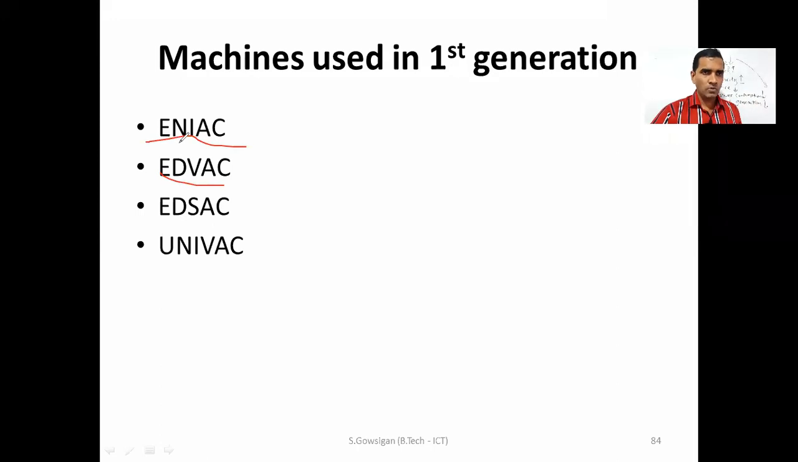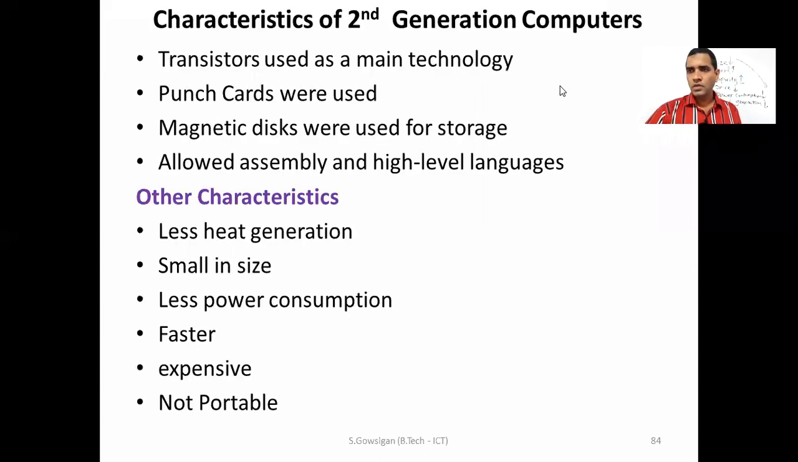These are names of computers, right? ENIAC, EDVAC, EDSAC. These are enough. Even UNIVAC is also there. These are computer names. ENIAC, EDVAC, EDSAC, UNIVAC. These are some of the computers invented in the first generation. Right, so now take the second generation.